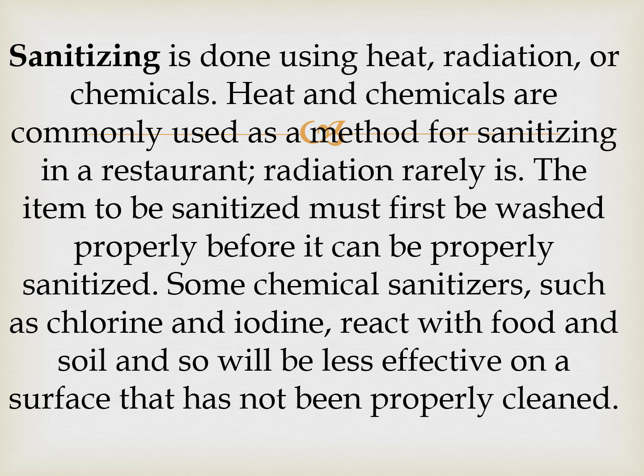Sanitizing is done using heat, radiation, or chemicals. Heat and chemicals are commonly used as a method for sanitizing in a restaurant. Radiation rarely is. The item to be sanitized must first be washed properly before it can be properly sanitized. Some chemical sanitizers, such as chlorine and iodine, react with food and soil and so will be less effective on a surface that has not been properly cleaned.